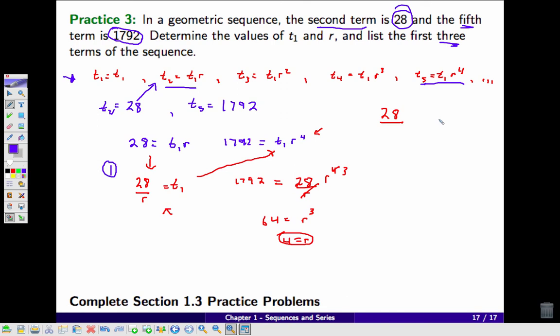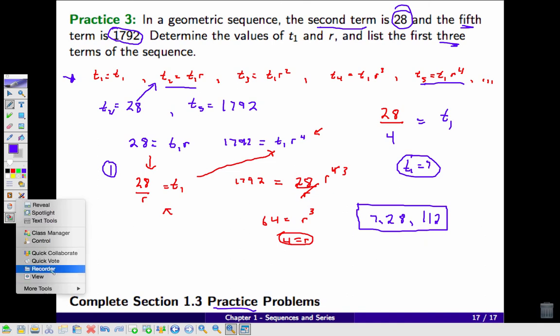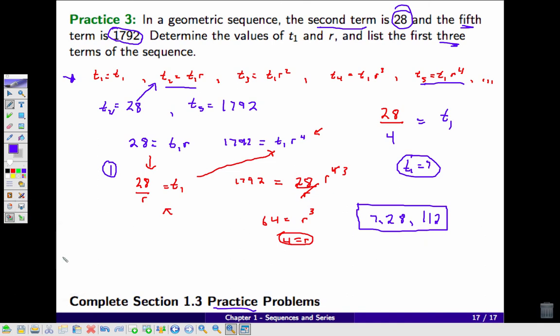So 28 divided by R, which in this case would be 4, okay, is equal to T1. So T1 is equal to 7. T1 is equal to 7. Therefore, you can generate the first three terms simply by taking 7 and multiplying it by 4, then multiplying that by 4 once again, and you are left with your three terms. Okay? So take a look at the practice problems, finish them, check the solutions, and then move on to section 1.4.